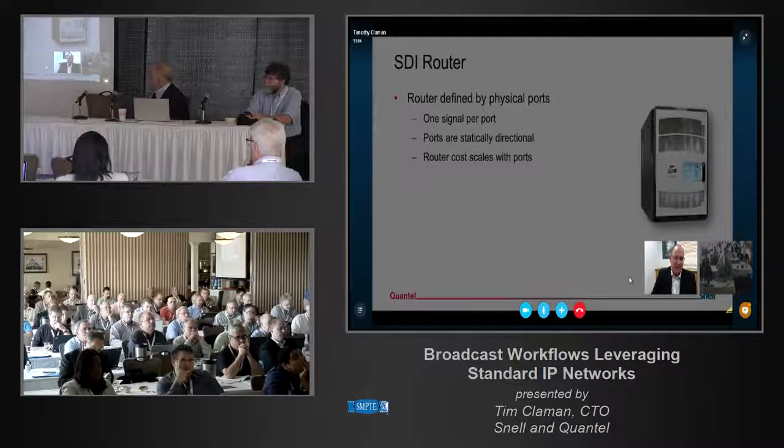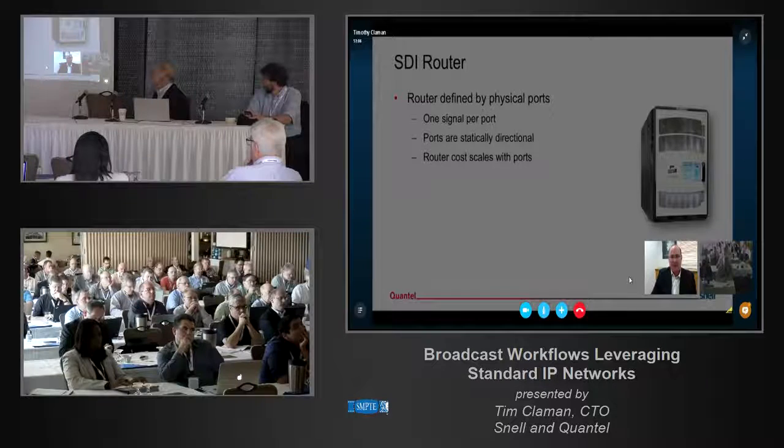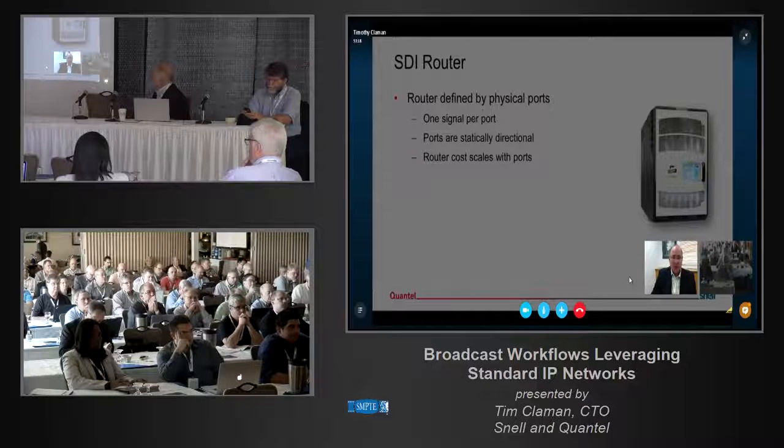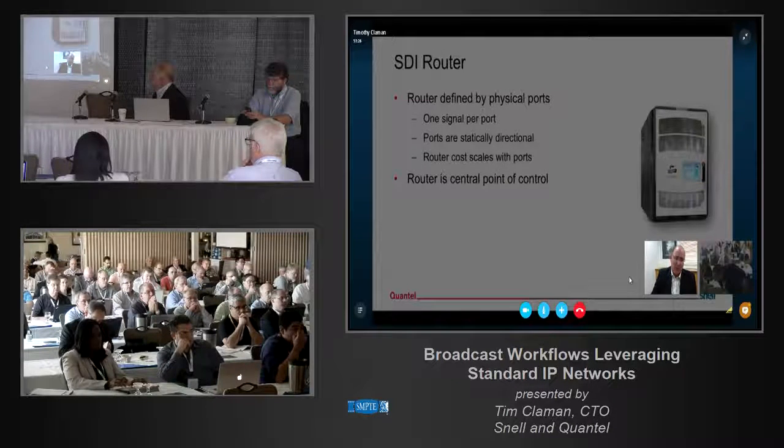Essentially, SDI routers are defined by the number of SDI ports they offer. Each port supports one signal in real time and in one direction only, and the cost of an SDI router scales directly with the number of ports. So more ports means more crosspoints in the architecture and more cost overall in the hardware. SDI routers can connect with one another and share a common control layer, but typically they're deployed in a monolithic, centralized approach.